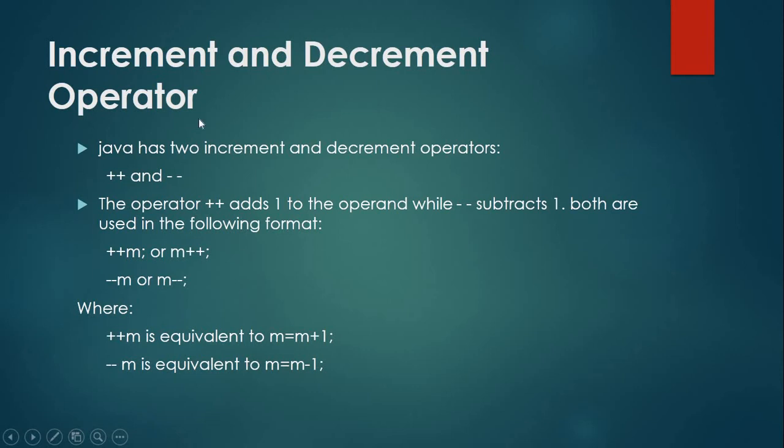Now, increment and decrement operators. Java has two increment and decrement operators. One is ++ and another one is --. ++ will add 1 to the variable and -- will remove 1 from the variable. We have ++m or m++. We have --m or m--, where ++m is equal to m = m + 1 and --m is equal to m = m - 1.